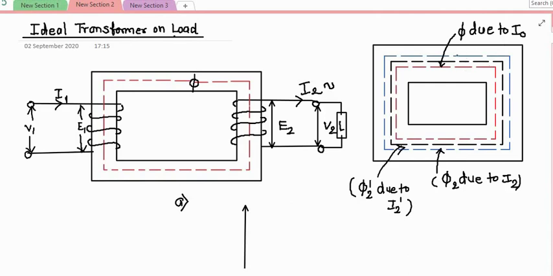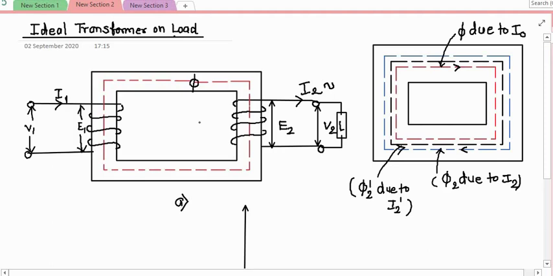Initially only phi is there. Now my phi 2 will be in this direction and phi will be in this direction. So both fluxes are opposing each other. What is the effect of such fluxes? The effect of such fluxes is that your E1 will get reduced.